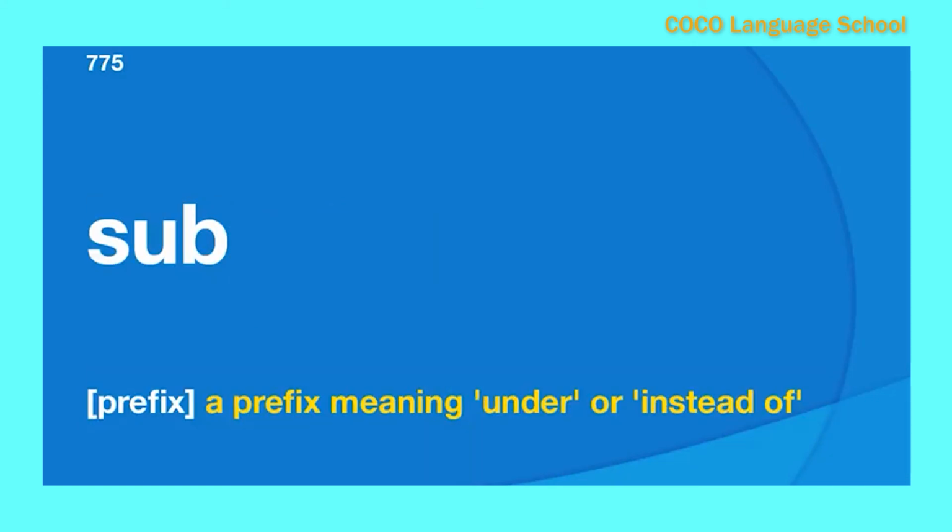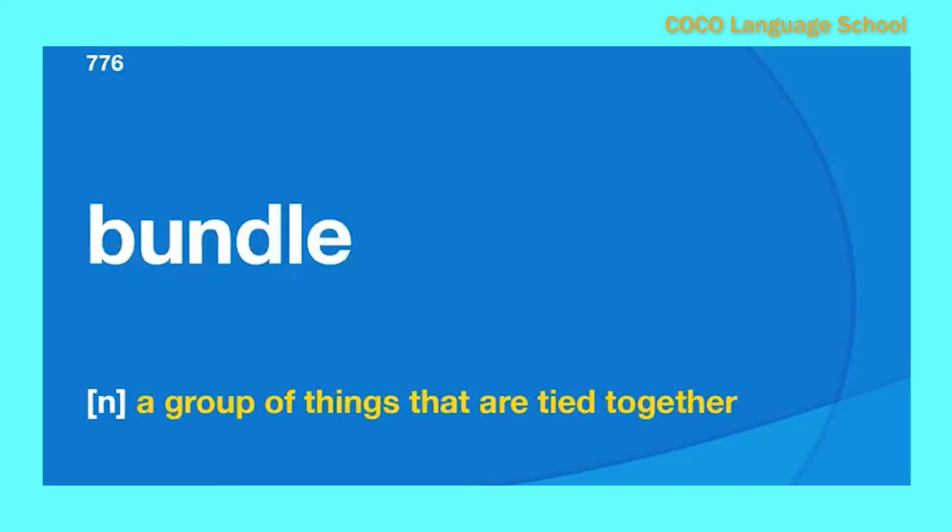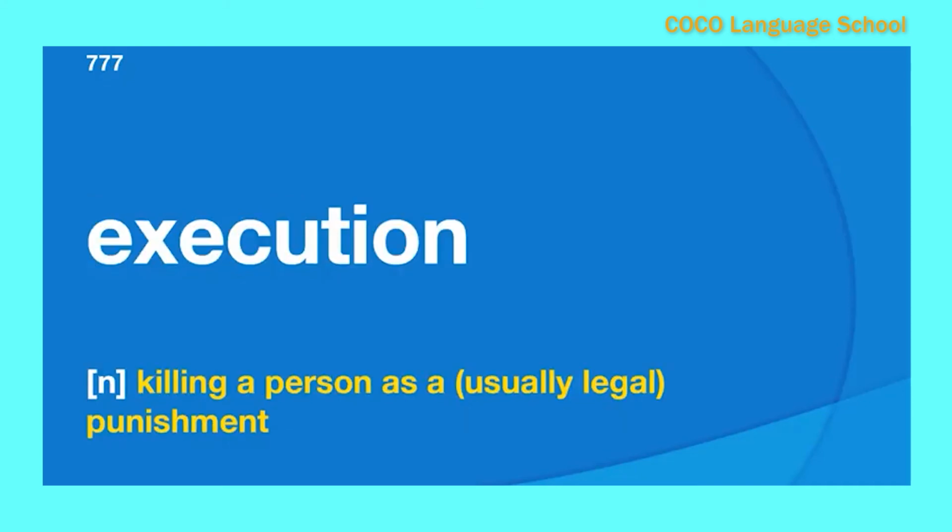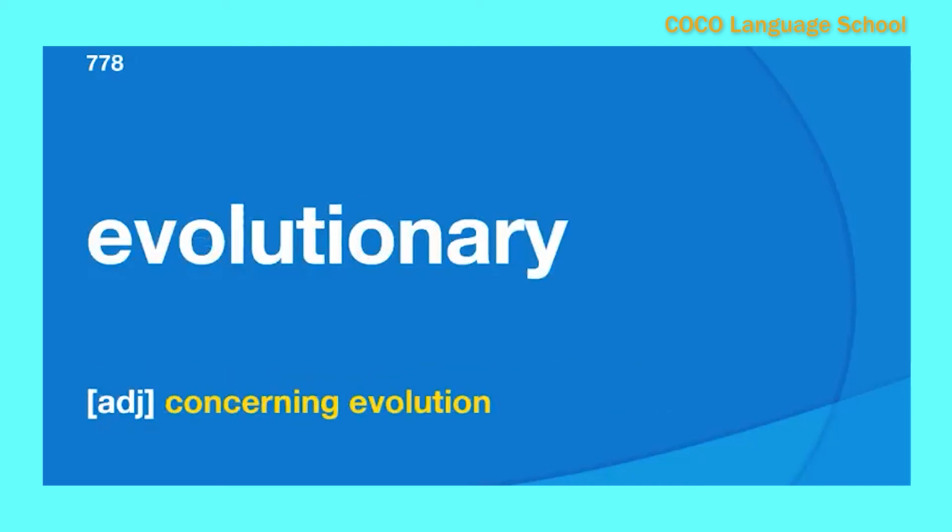A prefix meaning under or instead of. Sub. A group of things that are tied together. Bundle. Killing a person as a punishment. Execution. Concerning evolution. Evolutionary.